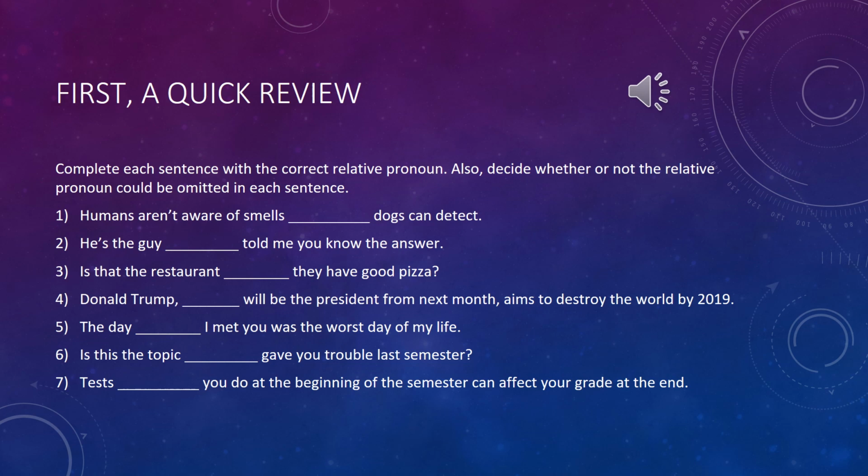And when a relative pronoun is the object of a preposition, you may not omit it because all prepositions have to have objects. Is this the topic which gave you trouble last semester? You cannot omit it. Tests which you do at the beginning of the semester can affect your grade at the end. Here you can omit the relative pronoun because you is the subject of the relative clause.